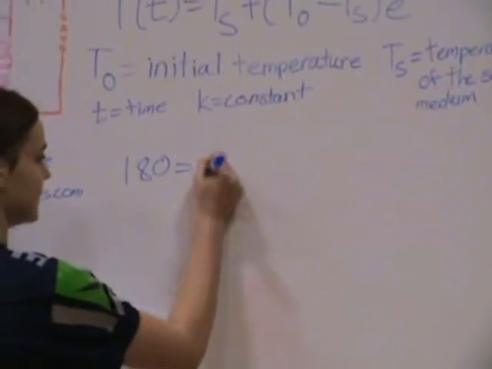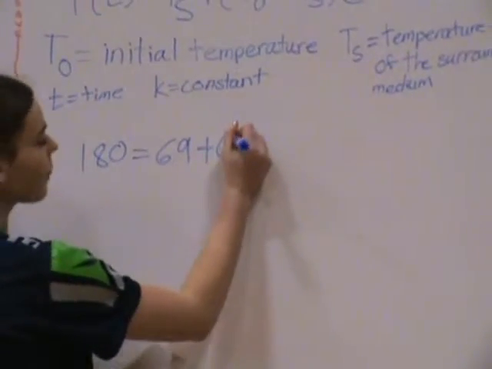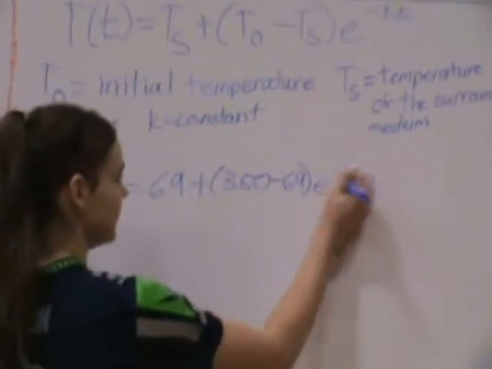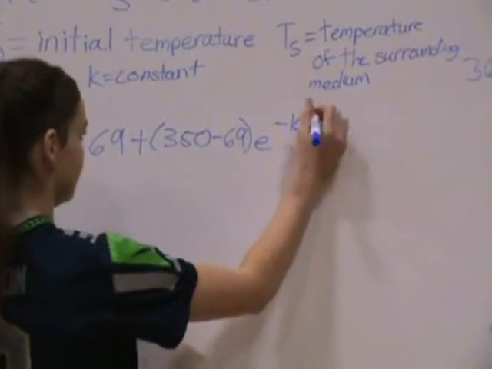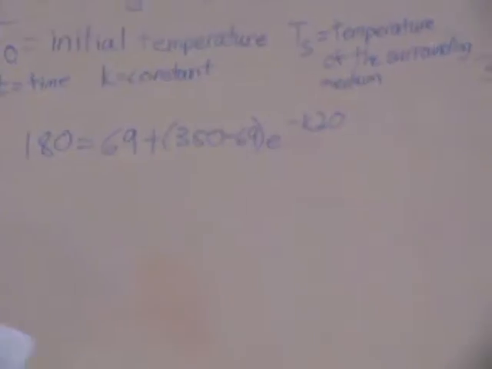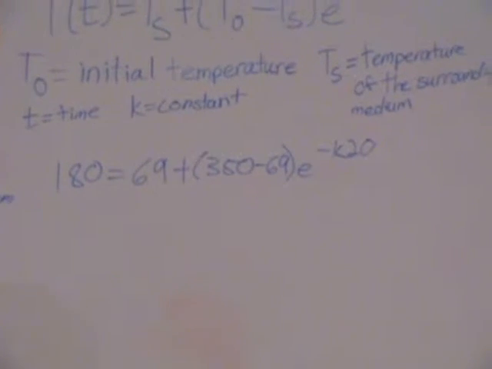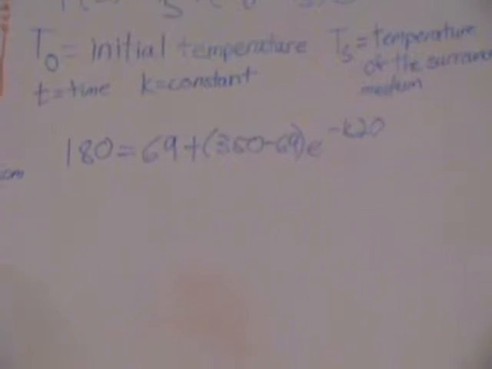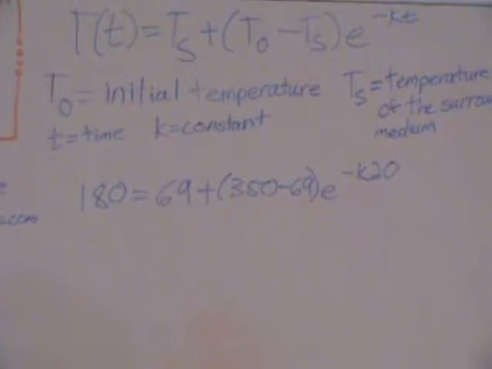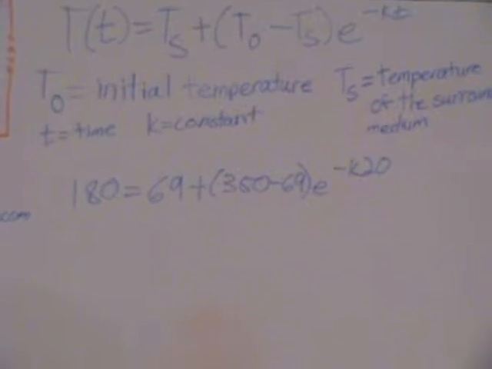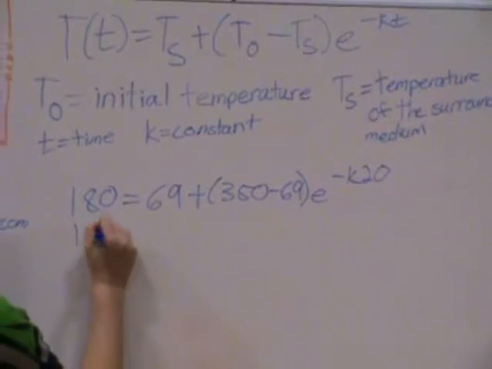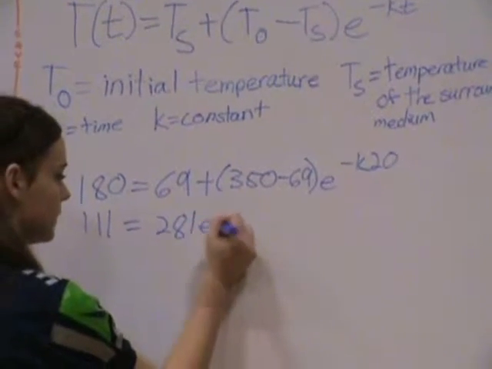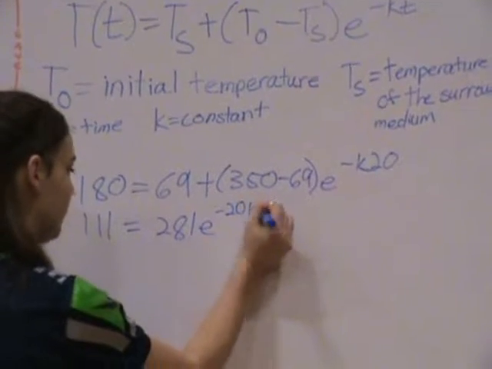180 equals 69 plus 350 minus 69 times e to the negative k times 20. It took 20 minutes to cool to 180 degrees. Now, when you simplify this, you go 180 minus 69, which gives you 111. 350 minus 69 is 281 times e to the negative 20k.